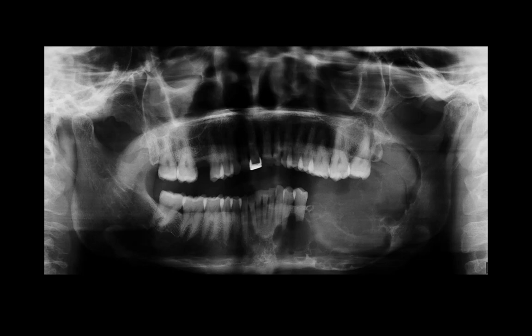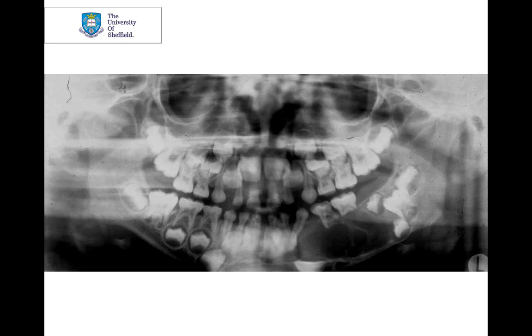Whilst most of these patients with ameloblastoma are in the age range of 30 to 50, it can occur outwith that. And here's an example of a child, probably about 5 years of age, with a multilocular radiolucency of the left body of mandible, and this was an ameloblastoma. But that is very rare indeed.